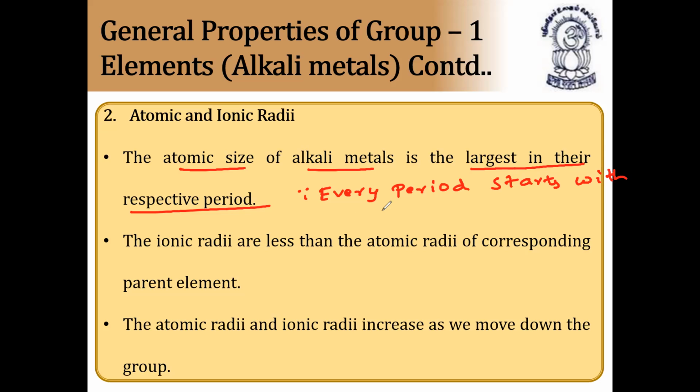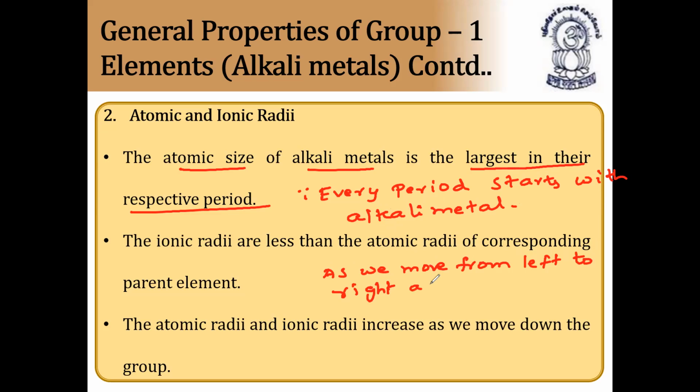Every period starts with an alkali metal, except the first period. And as we move from left to right across a period, what happens? The atomic radius decreases. Why does the atomic radius decrease? Because the electrons are added in the same subshell.